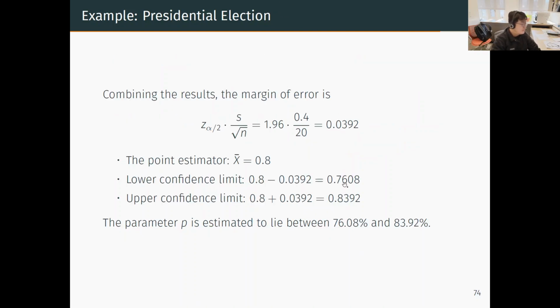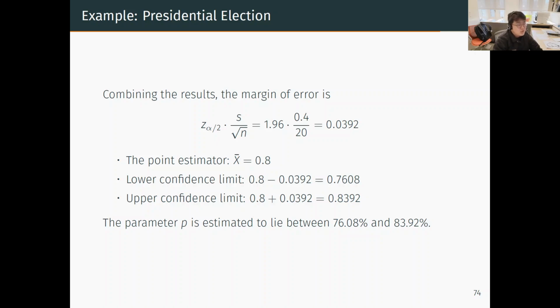So then combining those 4 numbers, you can calculate the marginal error, right? 1.96 multiplied to the standard error. Standard error is standard deviation divided by square root n, right? That is this. Plug in those numbers, 1.96, standard deviation 0.4, square root of sample size 20. So you will get 0.0392. This means 3.92% point, right? Marginal error is 3.9% point, which is reasonable, right?